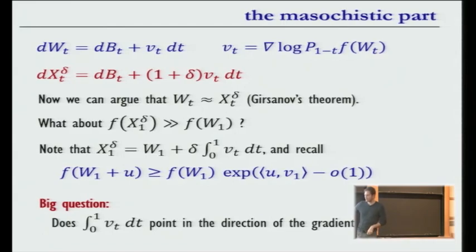And the saving grace here is going to be the fact that this VT is a martingale. Therefore, the expected value at any time of V1, conditioned on where it is at VT, is exactly VT.